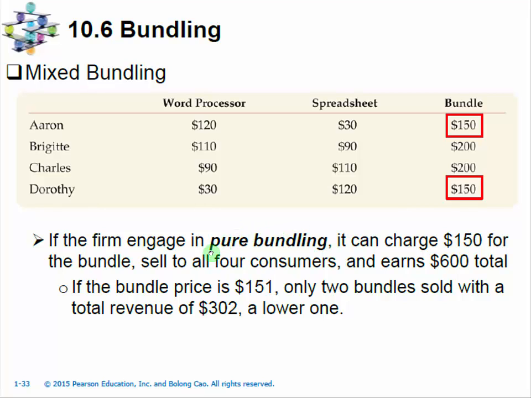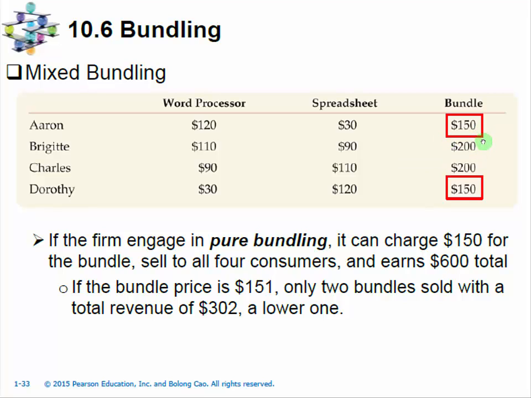Now let's consider pure bundling pricing. With pure bundling, we either set the price at $150 per bundle or $200 per bundle. If the price is $150 per bundle, we can sell 4 bundles. That is $600 in total. If we price it a little bit above $150, then we can only sell 2 bundles. If we price it at $200 for each bundle, then we can bring in $400, which is less than the $600 if we price the bundle at $150.